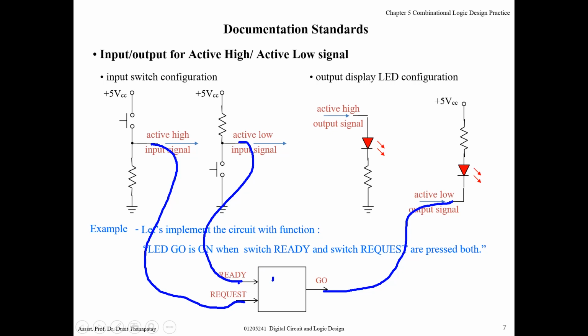So based on this one, from this connection, it should be an AND function, right? AND function. Ready and request must be active at the same time to make this output go active, or make the LED turn on.